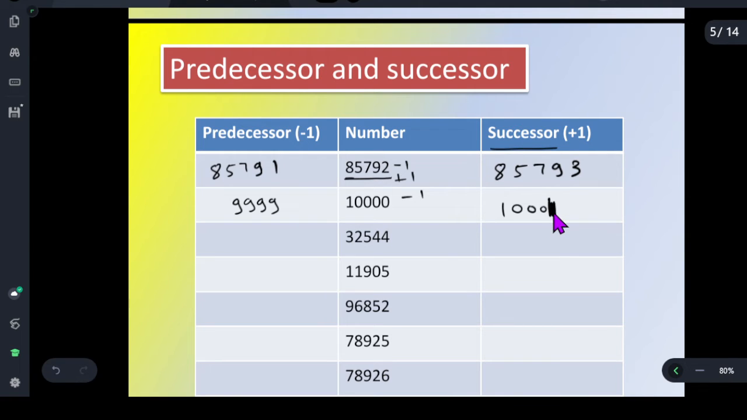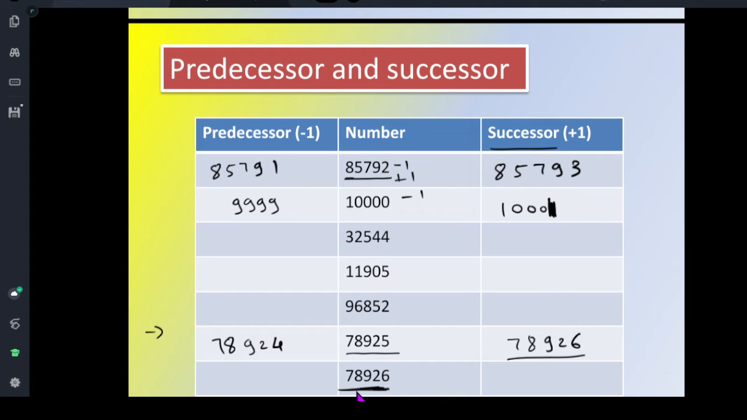Now you have to solve all these numbers to find predecessor and successor. I will show you the last two numbers, 78,925 and 78,926. Suppose I have to find their predecessor and successor. What should I do? Again, I will subtract 1 for the predecessor and add 1 for the successor. So 78,924 is the predecessor, 78,926 is the successor.